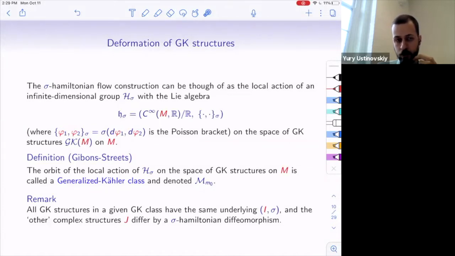Gibson and Streets suggested the following notion: a generalized Kähler class is just an orbit of this action. You start with some base point, let's call it M0, some starting generalized Kähler structure on your manifold. You act by the flow construction, you act by this group, and the orbit of this group is what we will call the generalized Kähler class. Again, I should reiterate, this is a local action, so we act and consider those structures for which the metric happens to be positive definite.